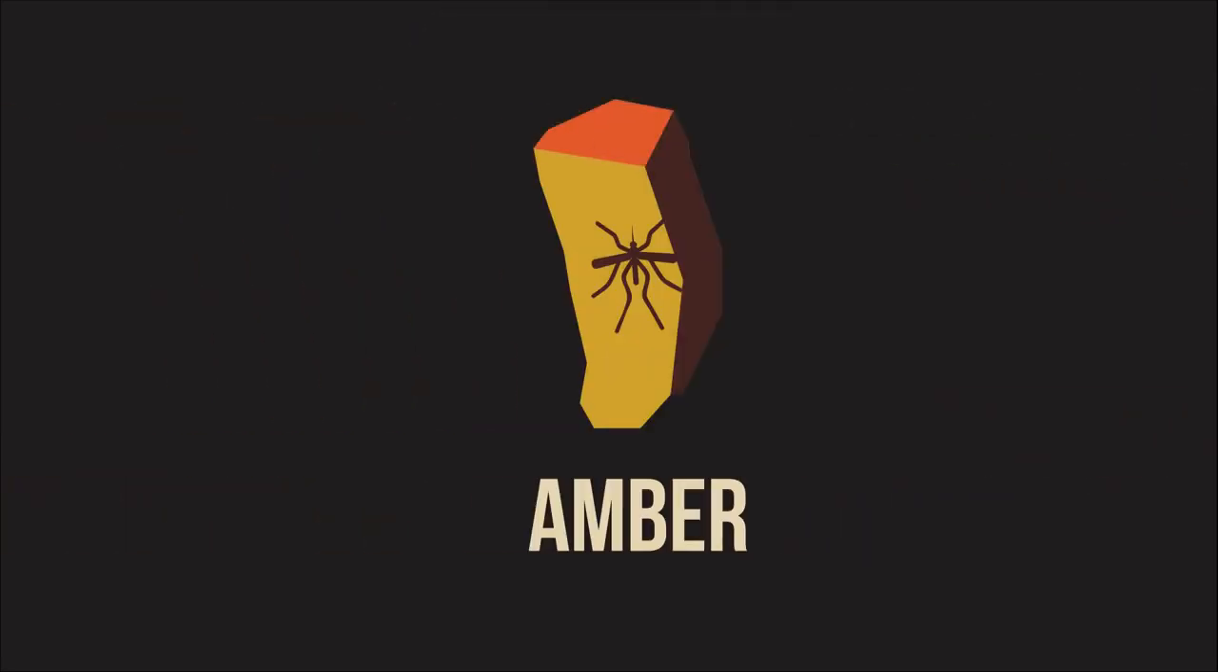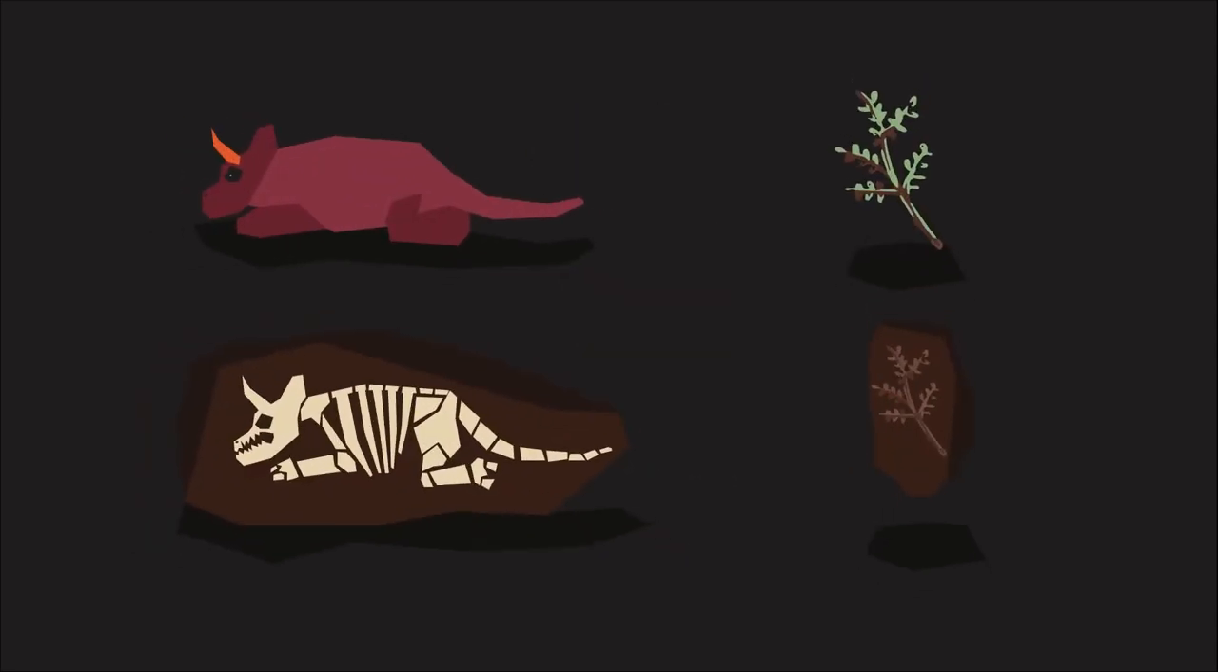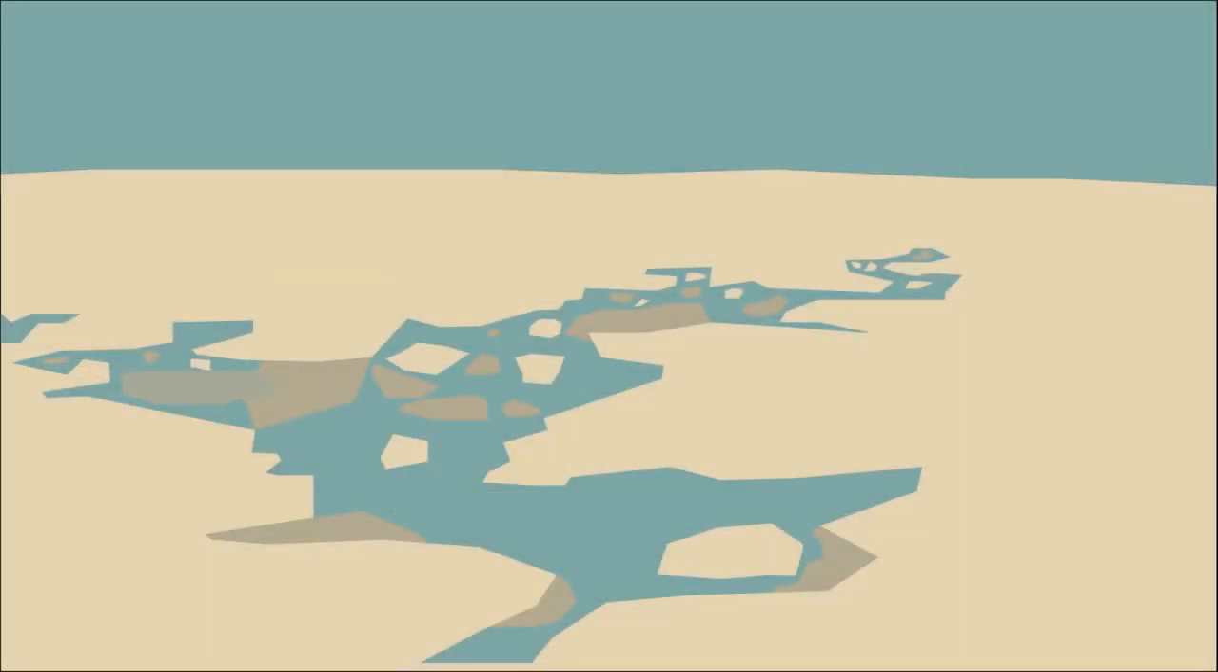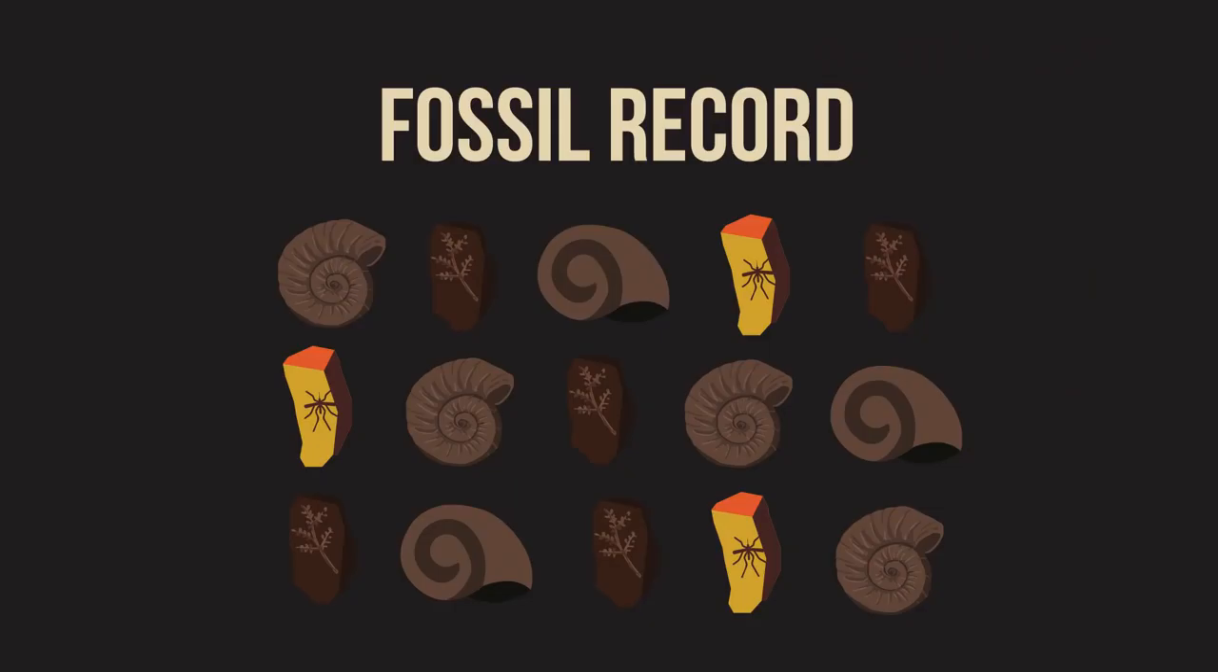Any insect or plant which was trapped in this tree sap would have become quickly coated, and there would have been little opportunity for the remains to decay. Fossilized remains of plants and animals made in a similar way are sometimes found in peat bogs, tar pits, or ice.